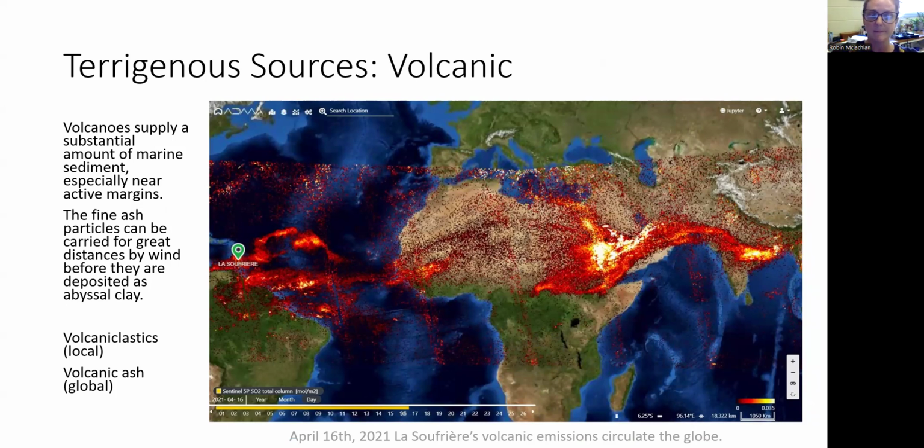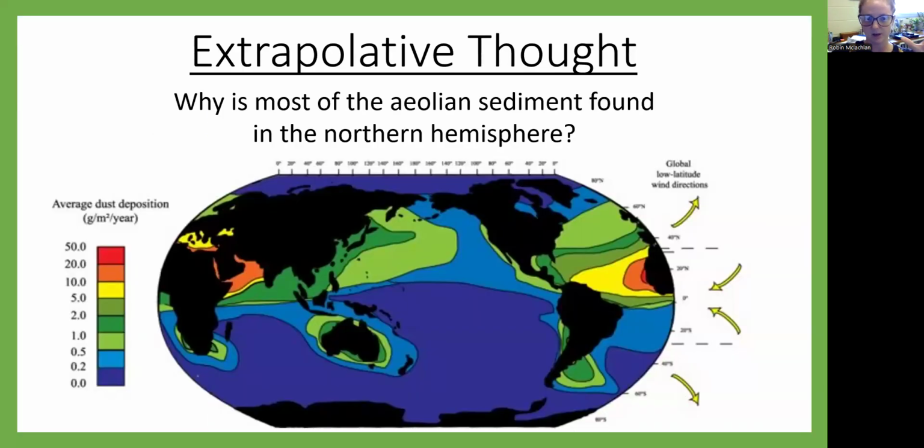Any volcanic material that is large enough to deposit quickly, we call that volcaniclastic material. Any volcanic material that is small enough to be transported globally, we call that volcanic ash. So, extrapolative thought. Can you apply what you just learned?